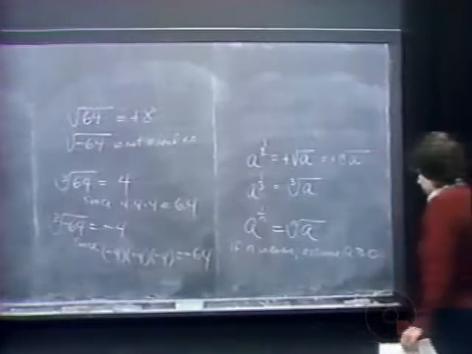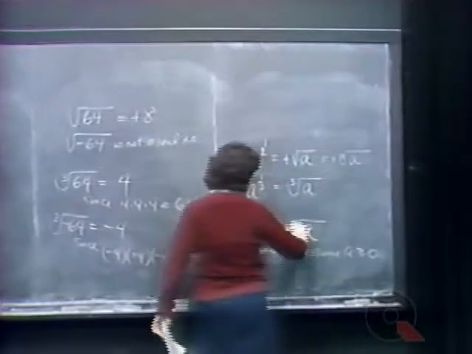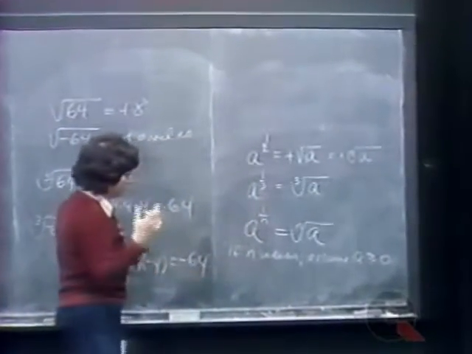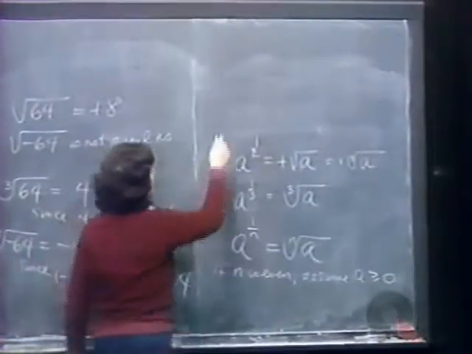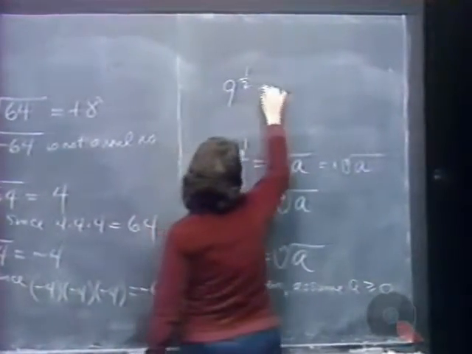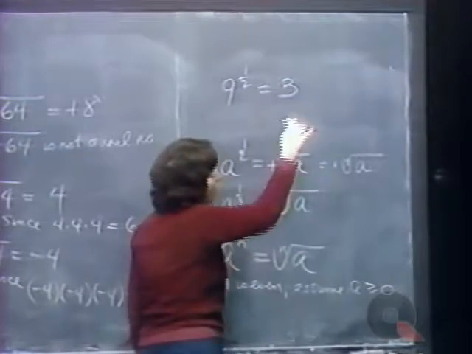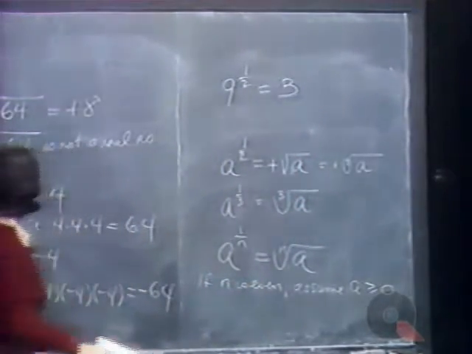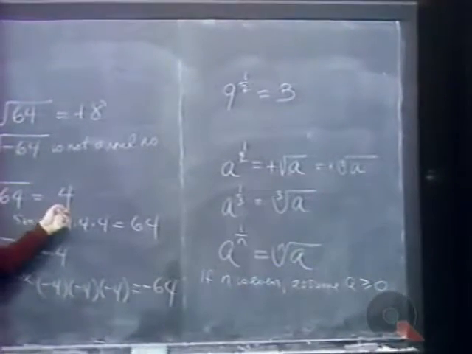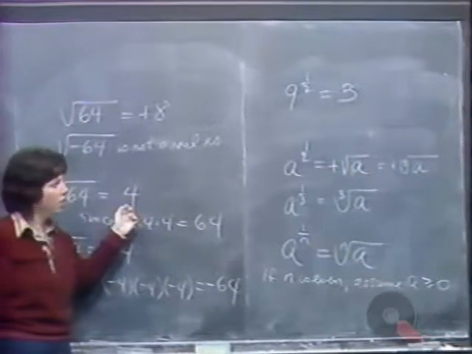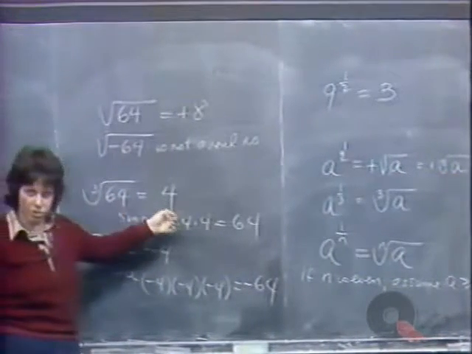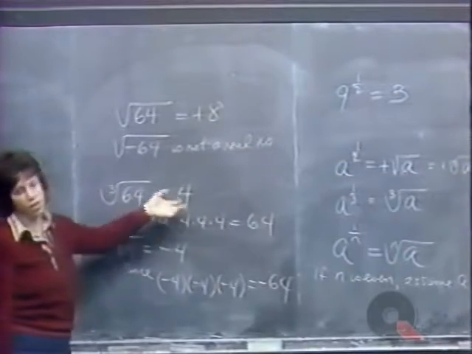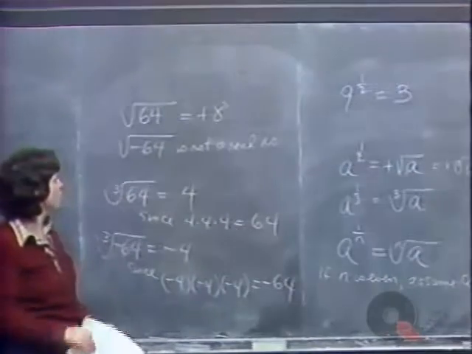Also, when n is even, assuming that a is greater than or equal to 0, we wind up with more than one answer. If you were to say 9 to the 1/2 could be, remember we originally said it could be 3 or minus 3. We arbitrarily said it was going to be plus 3. This doesn't come up with the cube root. The cube root of 64 was 4. It wasn't minus 4 also. 4 times 4 times 4 was 64. You could not say minus 4 is a possible answer, so there was no ambiguity.